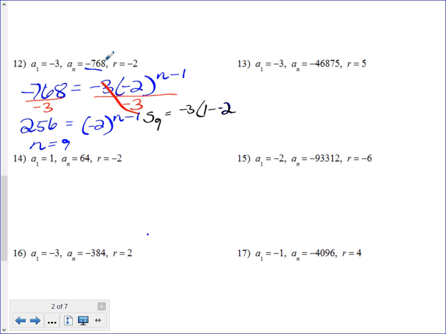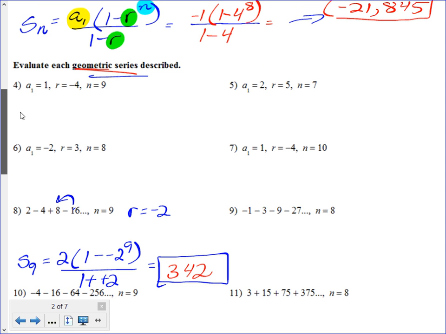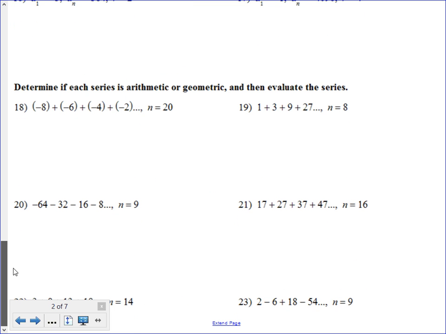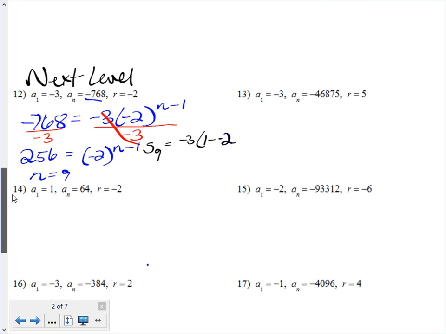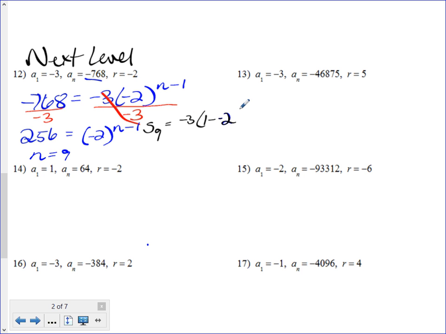These problems here, these are next level. I want you to finish up with 12 through 17. What I actually want you to do is finish the front, go to the back bottom, and then come back to these.